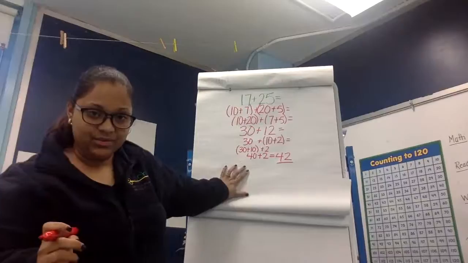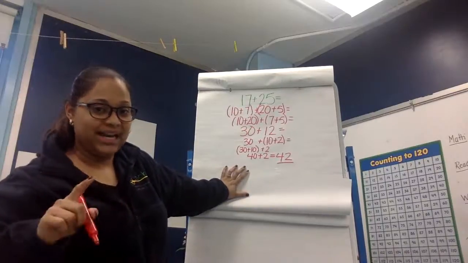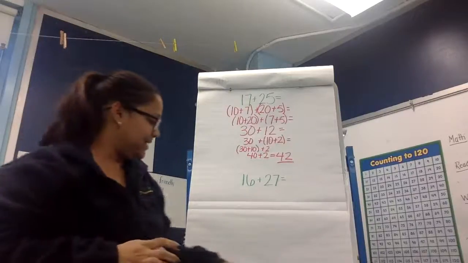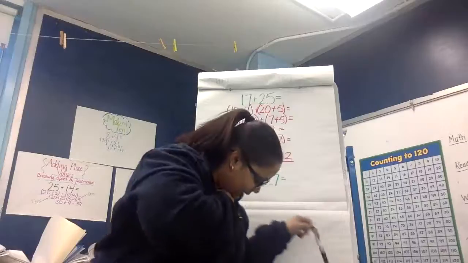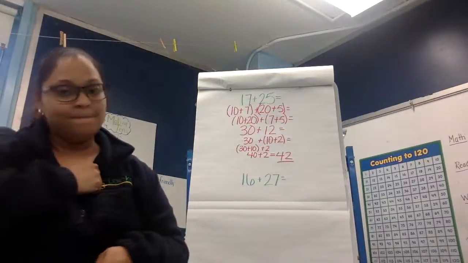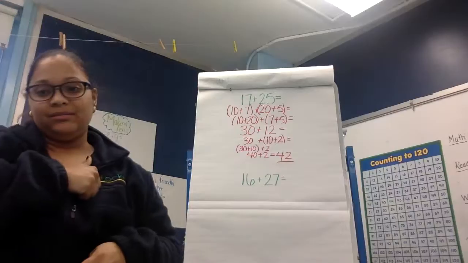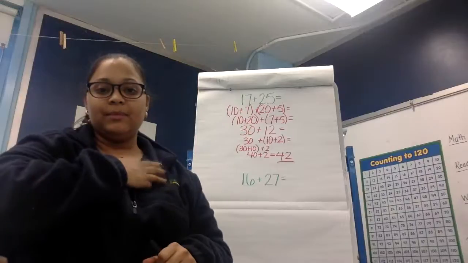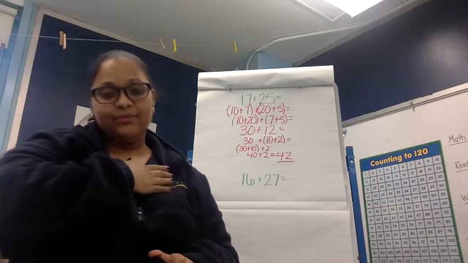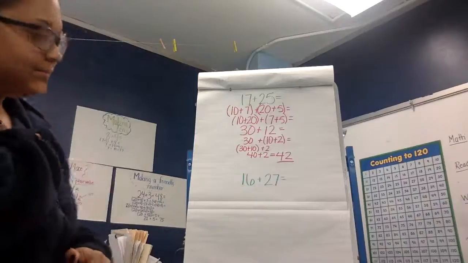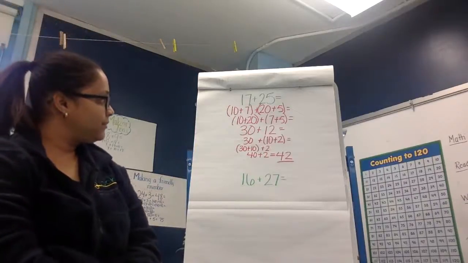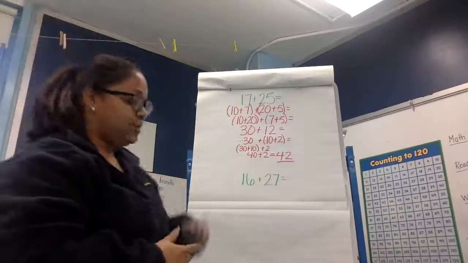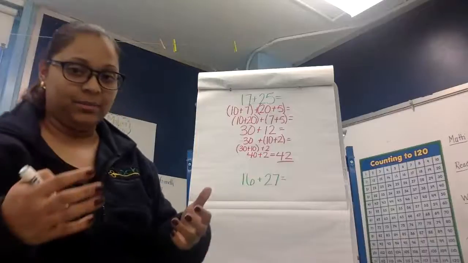Did you guys get that too? I'm sure you did. Are we ready for the last one of the day? Bam! 16 plus 27. Let's give ourselves a chance to think. Think about your strategies. All right, let's get to it. I'm going to use the breaking apart by place value and adding up by place value strategy.